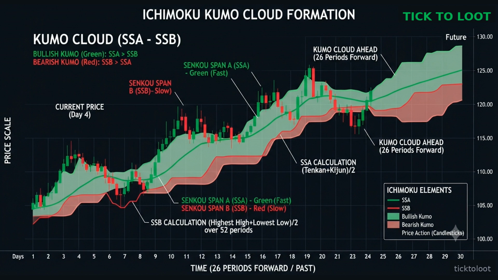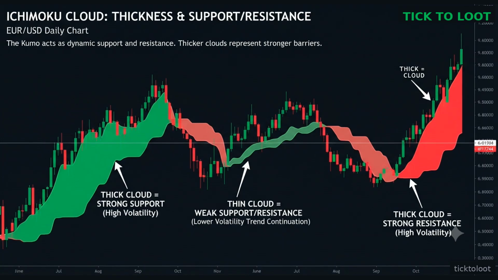The cloud, also known as the Kumo, is formed by the Senkou-span A and B. The cloud is a key component of the Ichimoku Cloud and is used to determine the trend direction. When the price is above the cloud, it is considered bullish, and when the price is below the cloud, it is considered bearish. The cloud is also used to determine the strength of the trend, with a thicker cloud indicating stronger support and resistance. The thickness of the cloud is also an important factor to consider. A thicker cloud indicates stronger support and resistance, while a thinner cloud indicates weaker support and resistance.